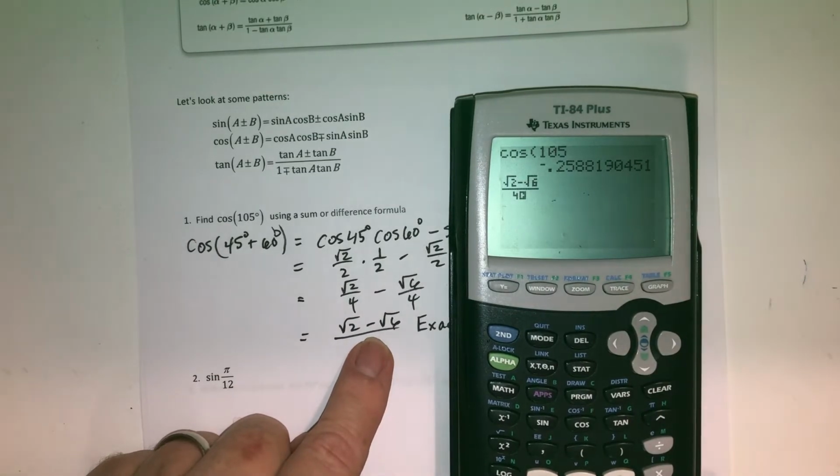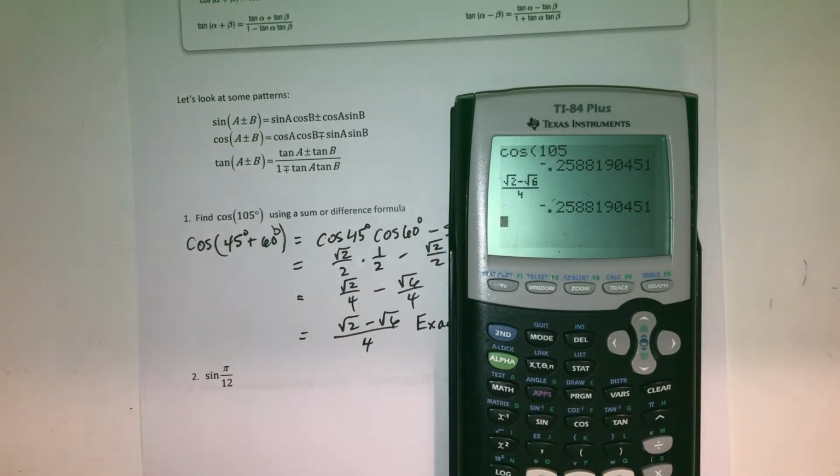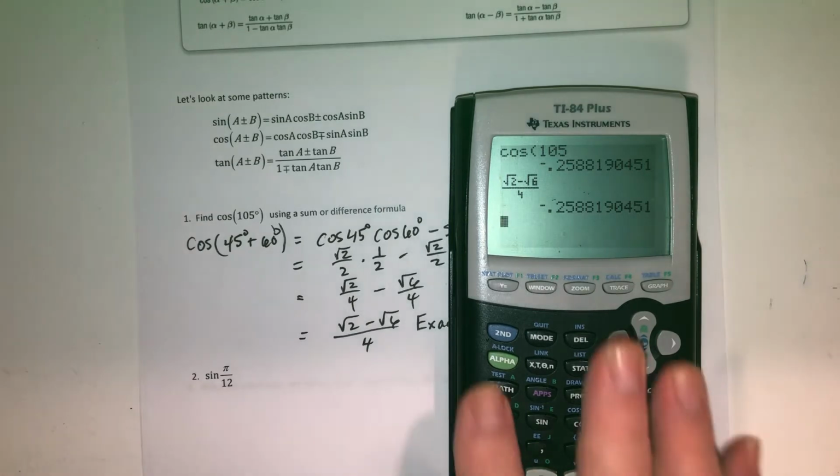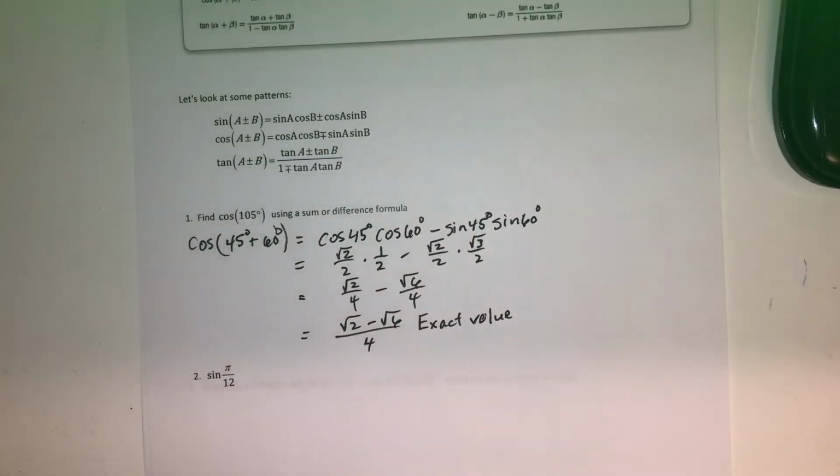And then divide that by 4. And you'll see you get exactly the same thing all the way across the board. Okay, so there's example number 1. All right. Let's go to example number 2 next, all right?